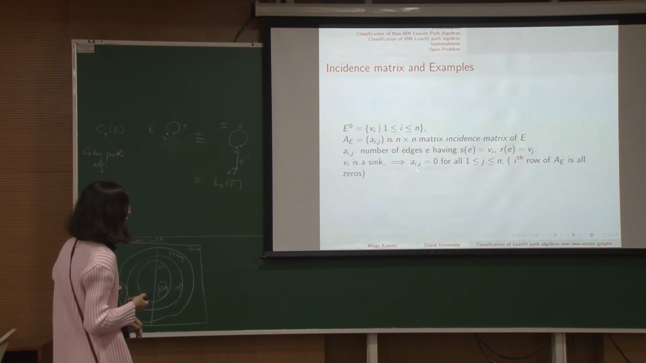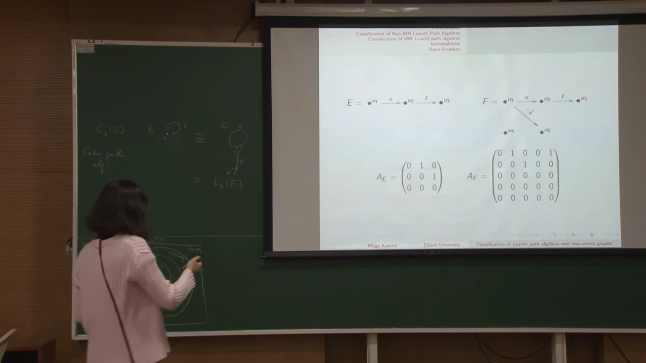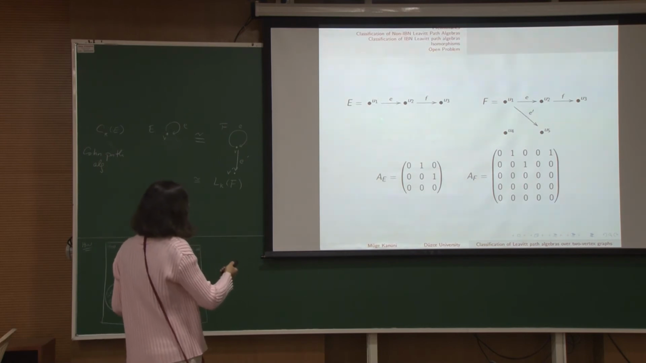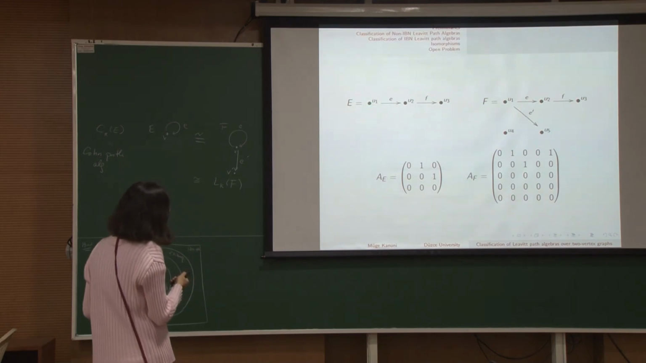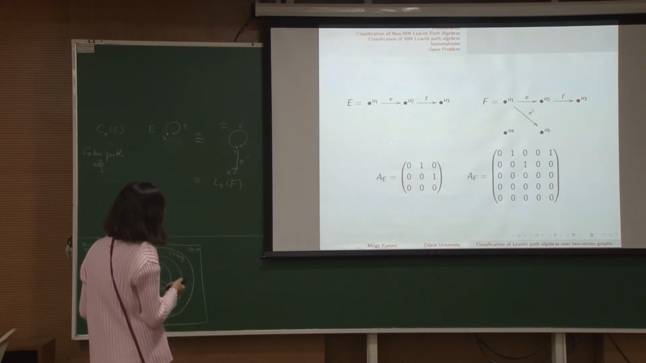If v_i is a sink, then nothing starts at that vertex, so it's a whole row of zeros. Let's look at the example over here: u1, u2, u3 by u1, u2, u3. There is no edge from u1 to u1. I'm counting the number of edges, and I'm putting the number of edges here. So that's 0.